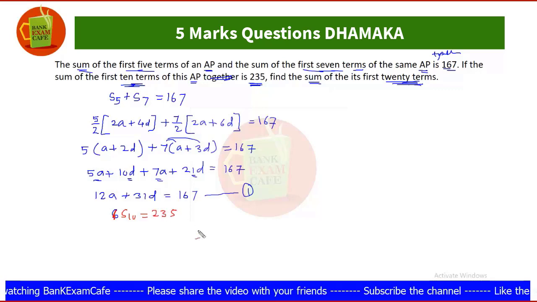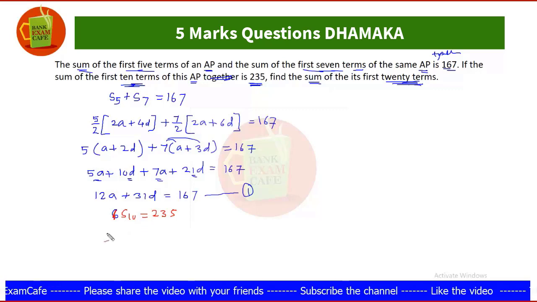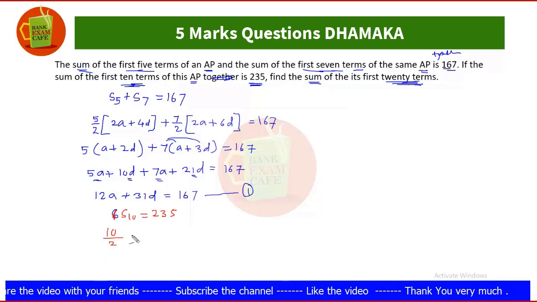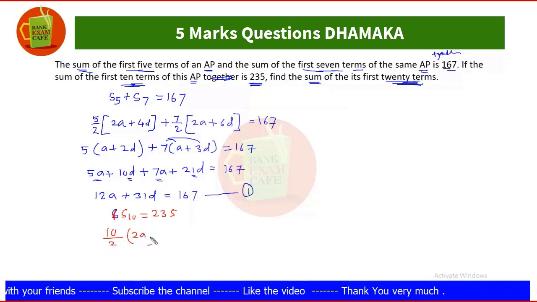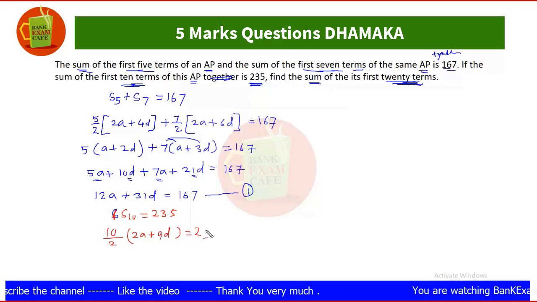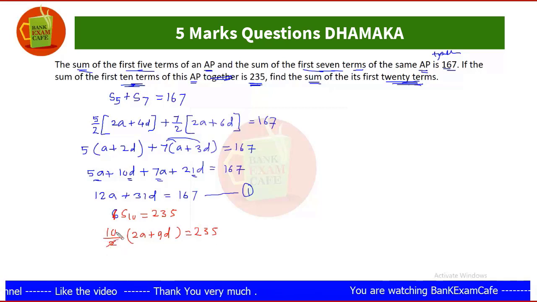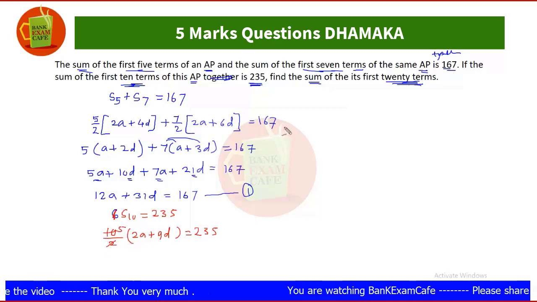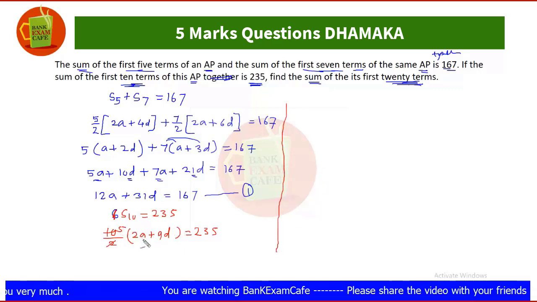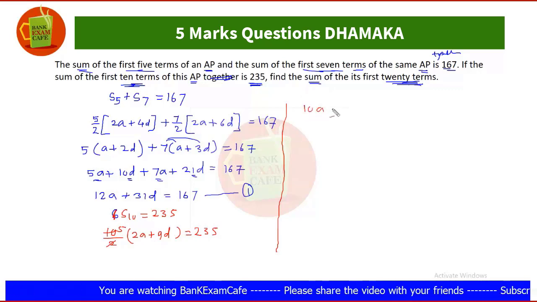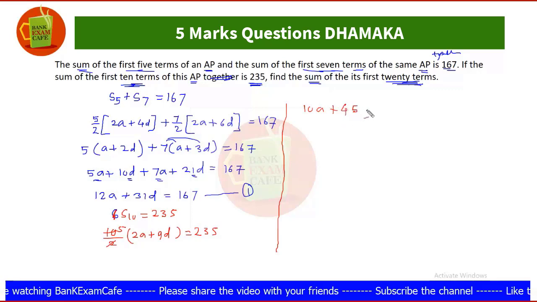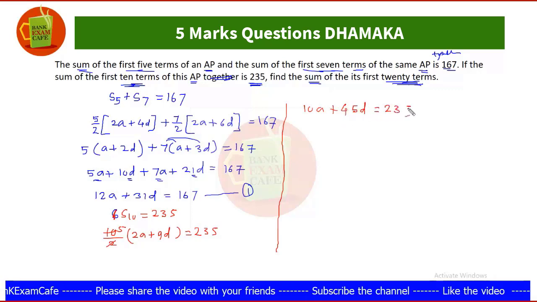This is also given to us, and so this S10 will be n by 2, that is 10 by 2 into bracket 2a plus 9d, which is equal to 235. And so 2 5s are 10, multiplied by 5 inside the bracket. So 5 2s are 10a plus 5 9s are 45d, which is equal to 235.